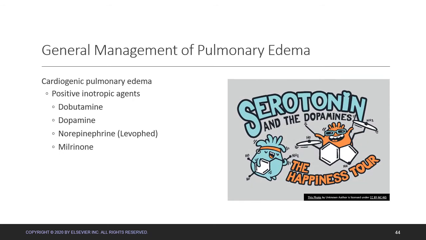Cardiogenic pulmonary edema also uses positive inotropic agents like dobutamine for blood pressure, or dopamine, Levophed, and milrinone. Dopamine is made naturally in the brain. It's called the happiness drug.